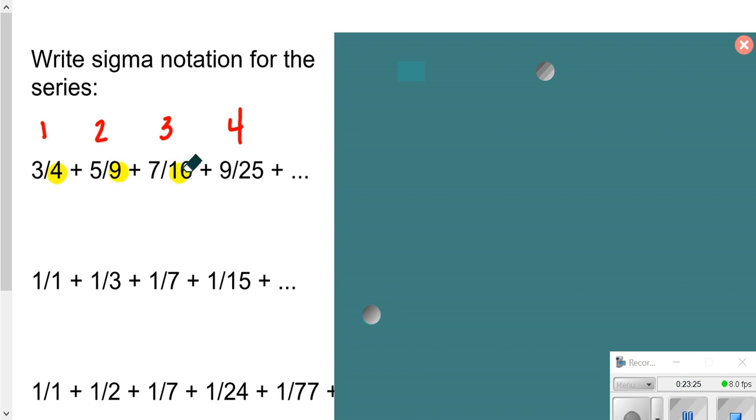Those aren't generally as helpful as looking from the position to the pieces of the term, though I just highlighted the denominators because there's something interesting there. And I'm highlighting the numerators because there's something interesting there, right? The denominators are all squares, perfect squares. The tops are all odds. That's interesting, okay? So what I'd like you to work on is to write sigma notation for these 3 series as best as you can.